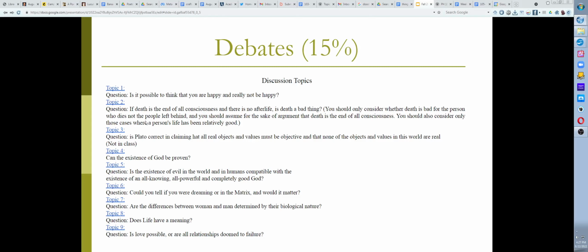The first 2 questions are the 2 short essay questions on the first midterm exam. The third topic is the long essay question of the midterm exam. And the remaining questions, 4 through 9, are all questions that you'll have to take a position on and argue for on the final exam. So the debates really are, in some sense, the centerpiece of the course. You get graded on them in lots of different ways.